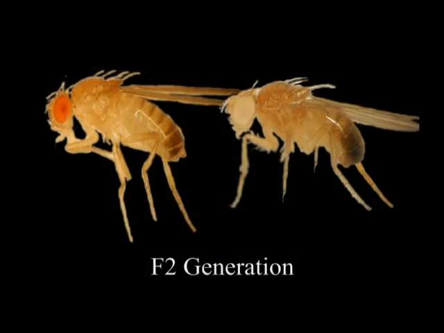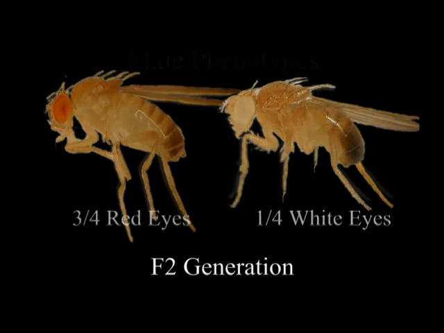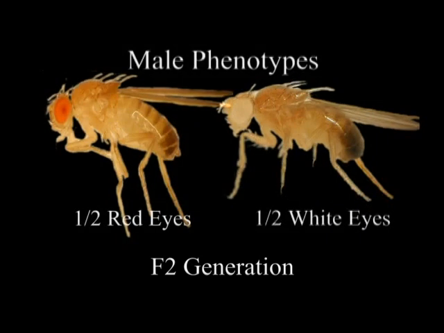However, the F2 generation held a surprise. Just as Mendel would have predicted, 3/4 of the offspring had red eyes, and 1/4 had white eyes. But there was a catch. Only males had white eyes. 1/2 of the males had red eyes, and the other half white eyes. If sex and eye color were being inherited independently of one another, as Mendel would have predicted, then 1/2 the white-eyed individuals should be female. Obviously, eye color was somehow linked to sex.